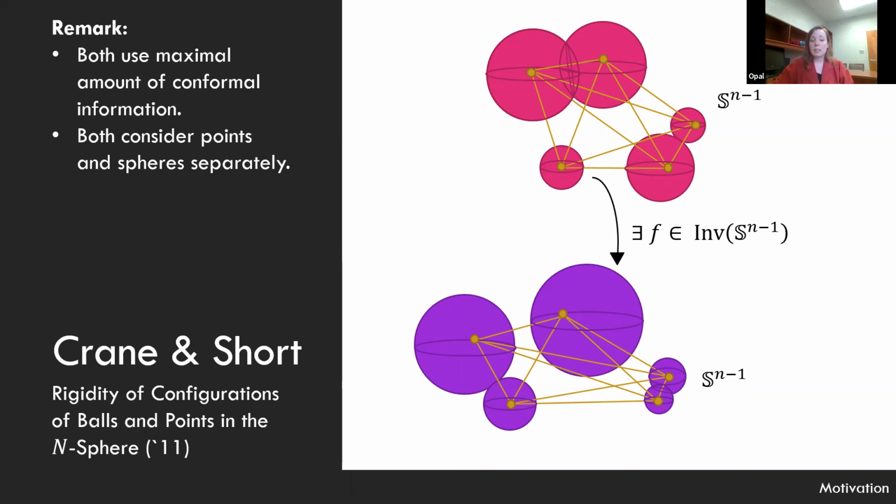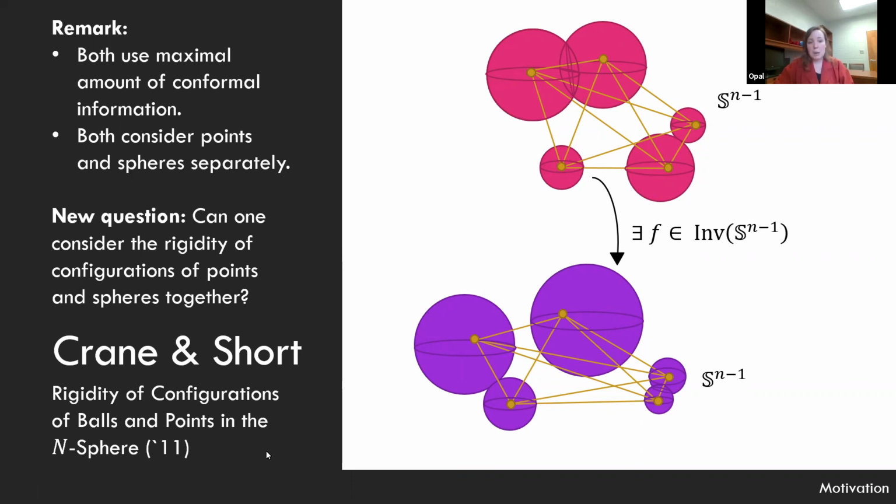And then the other thing that they both do is they both consider the theorems for points and theorems for spheres separately. And so a natural question that I asked off of this was, can you consider the rigidity of these configurations of points and spheres together? And so that's what we're tackling here. This is the idea of what I mean by intermingled point and sphere configurations, just collections of circles and points together.